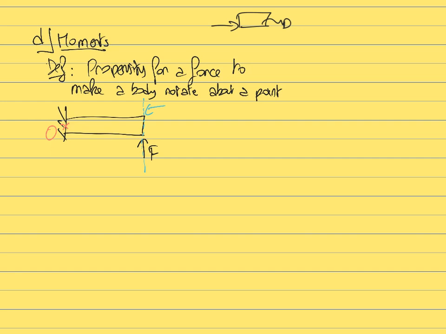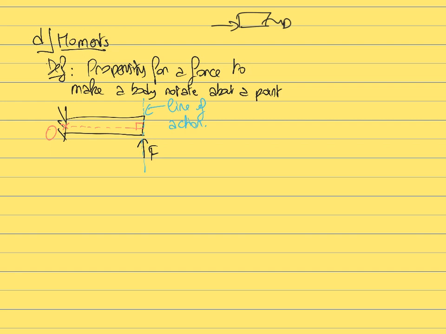This is the line of action of the force. The line of action of the force is the direction of the force. Since the force is a vector, it has a given direction, and this direction is the line of action of the force. And then the second thing that you need to define is the arm of the force. The arm of the force is the orthogonal distance between the point about which you want to calculate the moment and the line of action.